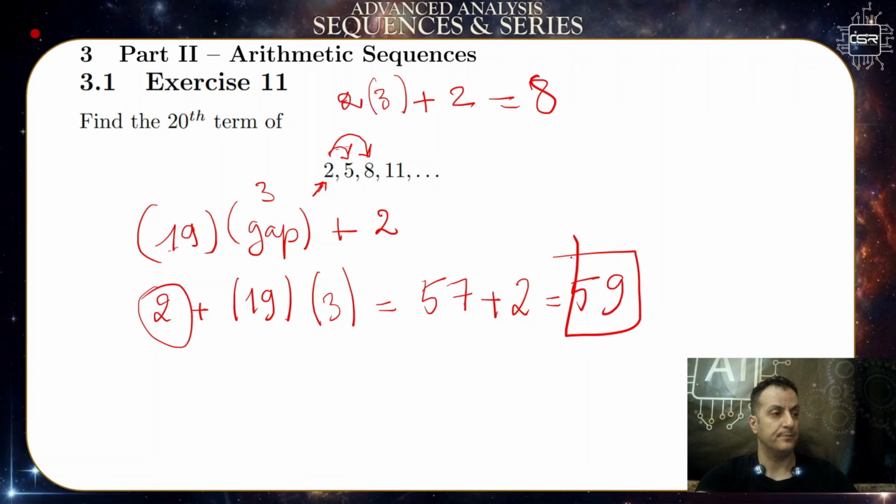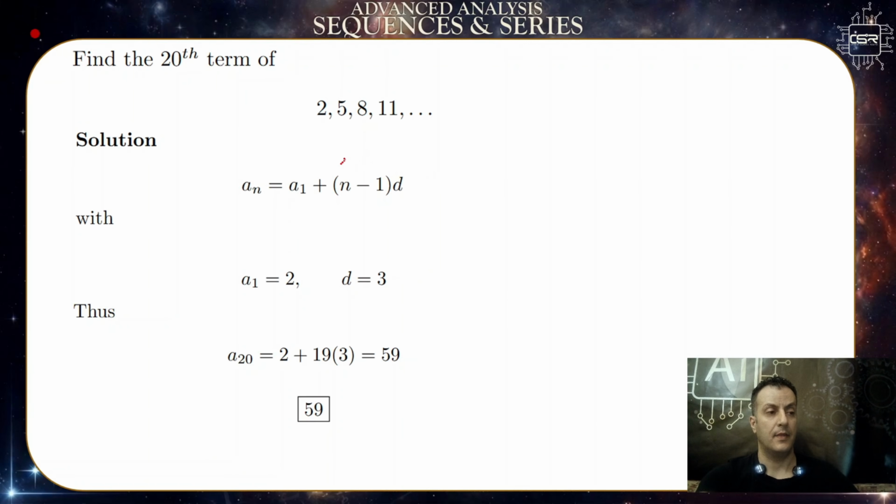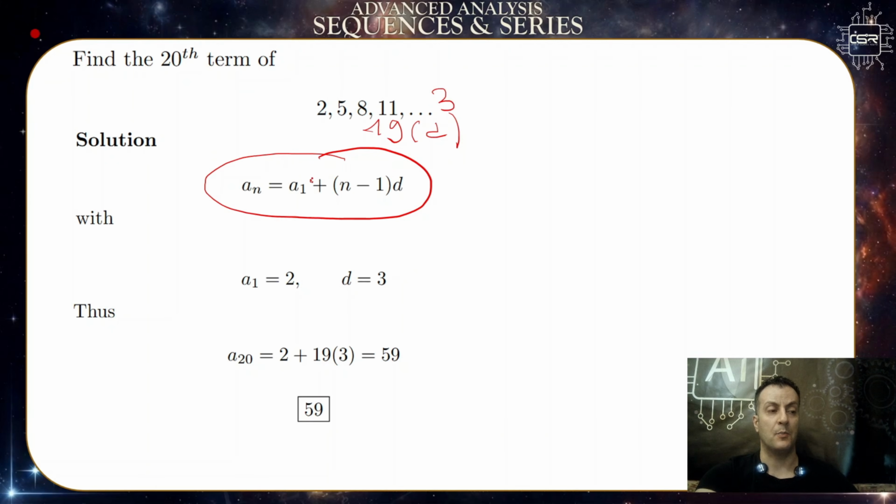Let's check it out. Now, the formula is a_n equals a_1, the first term, plus (n minus 1) times d, which is exactly what we did, by the way. So it is the first term plus, for the 20th term, you compute 20 minus 1, which is 19 after the first one, multiplied by d, which is the gap of 3. So a_20 is equal to 2 plus 19 times 3, which equals 59.